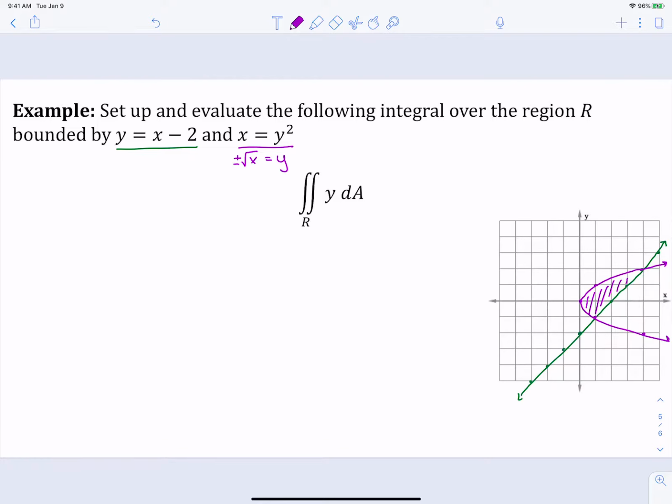So I'm going to color that in just for a second, but then I'm going to erase it. So now the question is, how do we set up our limits of integration to have this make sense?